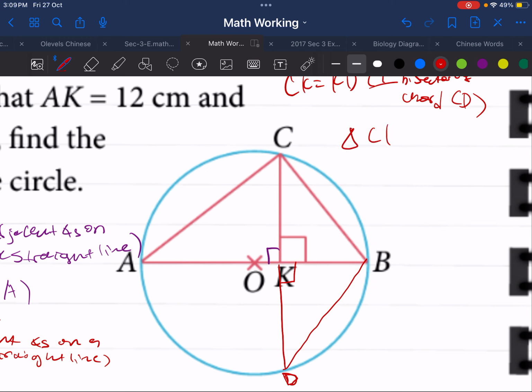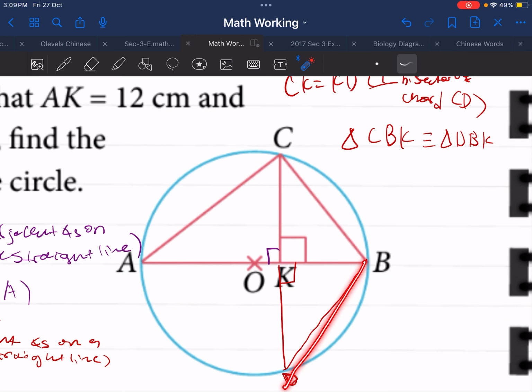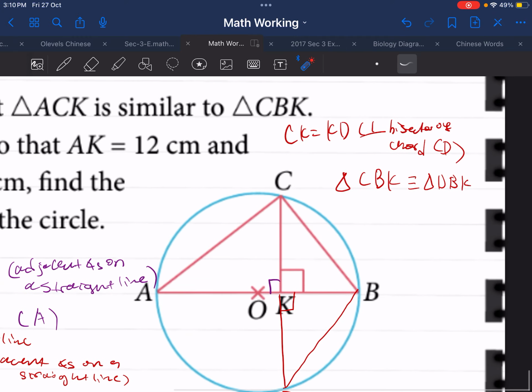Triangle CKB is equal to triangle DBK. Reason for it: basically every angle here is the same, because this side is the same and this is the same. And this is definitely the same because of Pythagoras theorem. So now we know that this is the same.